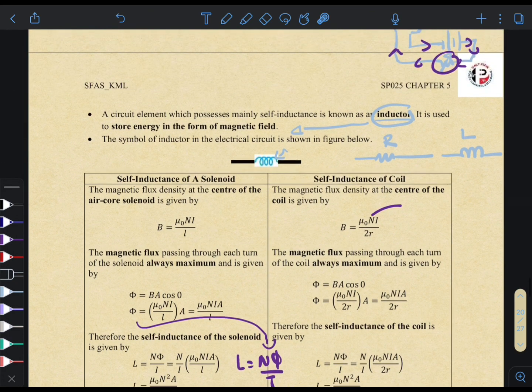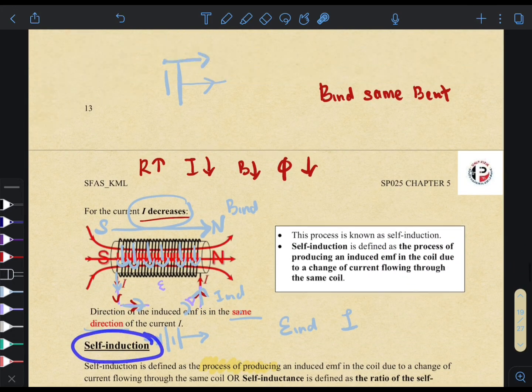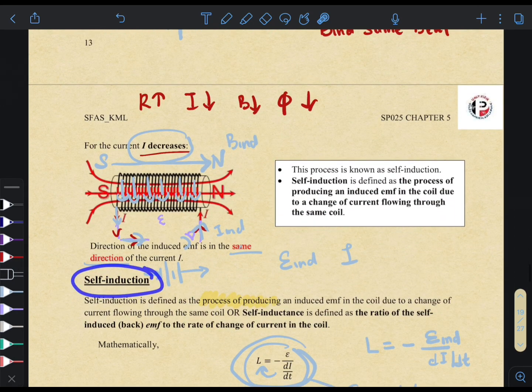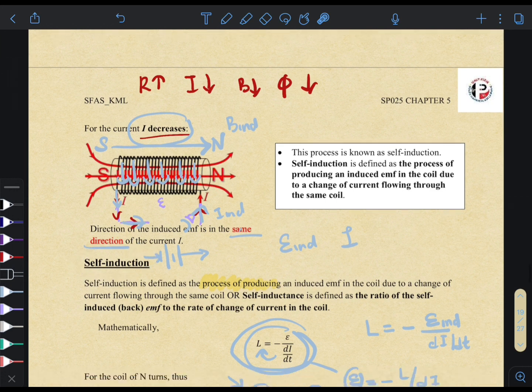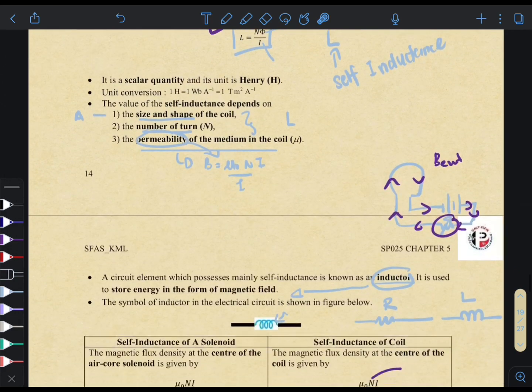That is all for self-inductance. What is important is that you have to understand how the process of self-induction occurs. The process of self-induction is this, from here until here. This is the process of self-induction. How do you produce the EMF? What is the direction of the induced EMF? You get all of that from the process of self-induction. And then to measure them, we call it self-inductance. Okay, the symbol L is used to represent self-inductance, which is the ratio of the EMF we induce to the rate of change of the current in the coil.